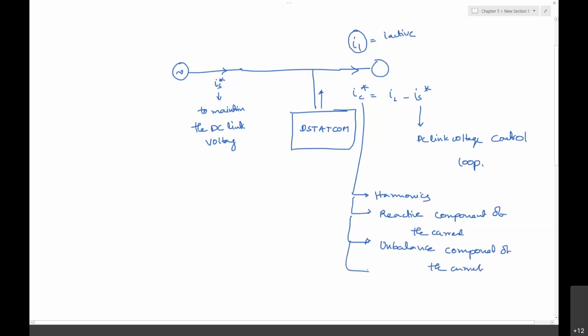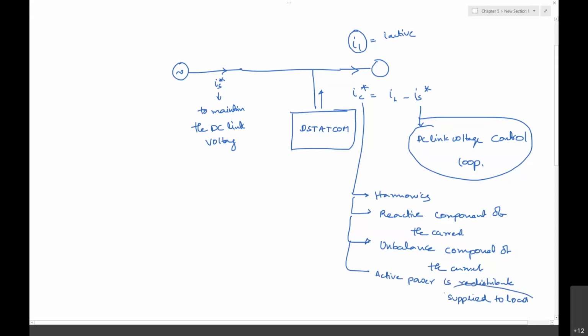as well as, especially with respect to this way of controlling the DSTATCOM, it is going to supply the active component, or I can say that active power is redistributed. Active power is redistributed, or active power is supplied to the load also.